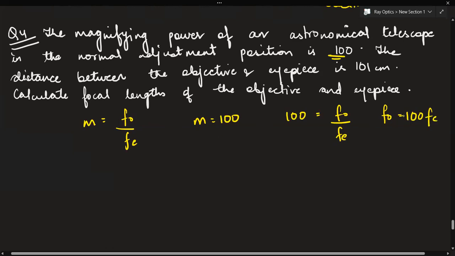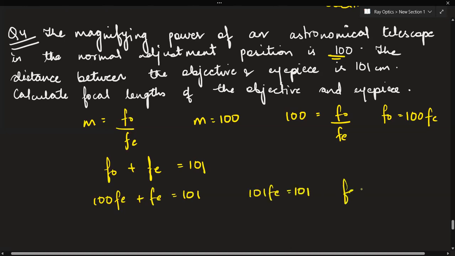Now F naught is 100 times Fe, and you know the focal lengths of objective and eyepiece. I've just told you the distance between objective and eyepiece is 101 centimeters. Means F naught plus Fe is the distance between objective and eye lens. This is 101. Put the value of F naught from this. This will be 100 Fe plus Fe gives 101, means 101 Fe is equal to 101. So Fe will be 1 centimeter.